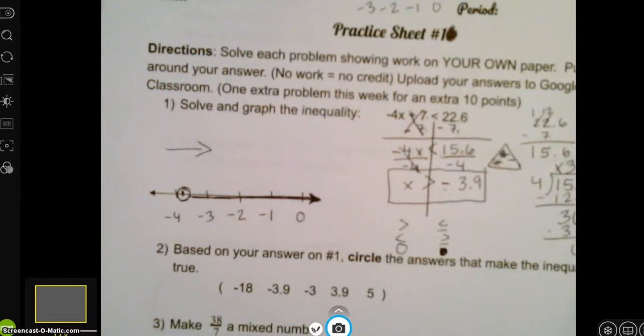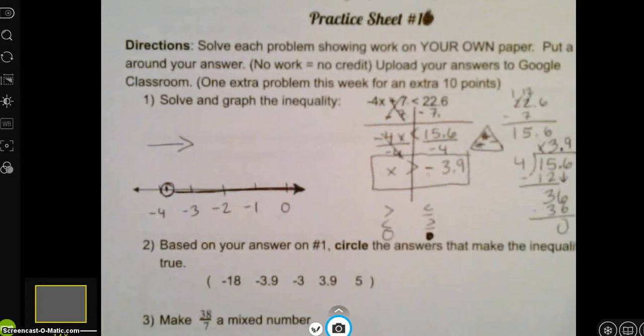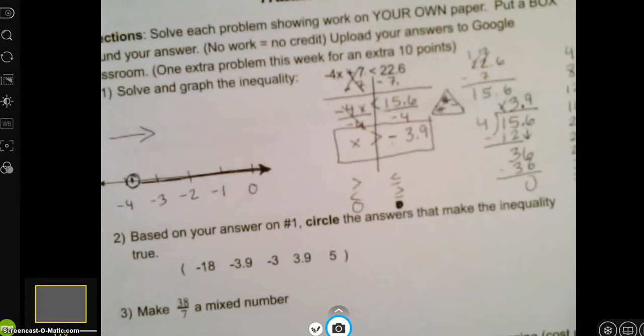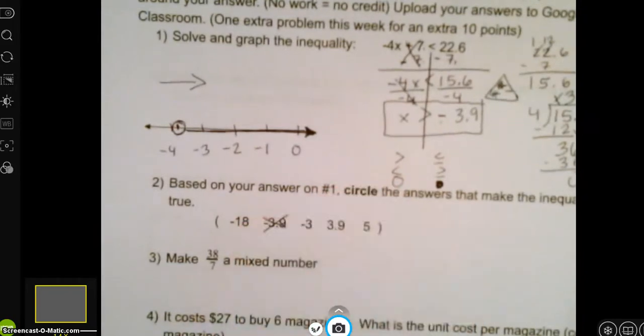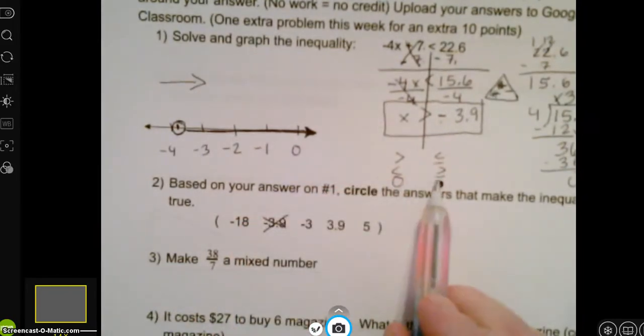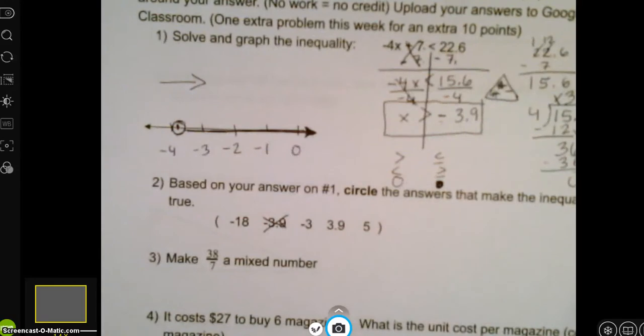So the one thing I'm going to do here, I'm not going to answer this one for you, but I will tell you, because we already talked about it, -3.9 is not a solution, okay, because there's not the equal sign, okay, so it's anything that is above -3.9, okay? So I'll let you finish number 2 if you want to take a second.